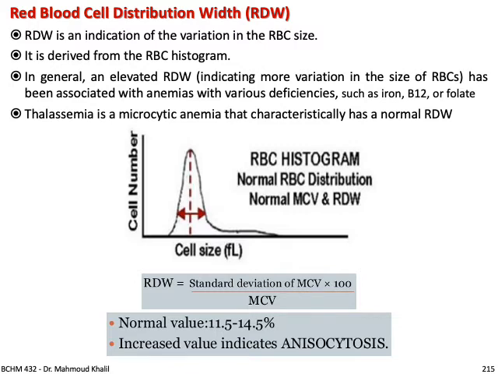So you can see from the figure, how can you calculate the RDW? It's the standard deviation of MCV times 100 over the MCV. The normal value is around 11.5 to 14.5%. The increased value indicates anisocytosis. So you can see here the cell size on the x-axis and the cell number on the y-axis. So actually this figure distributes the different sizes of RBCs.